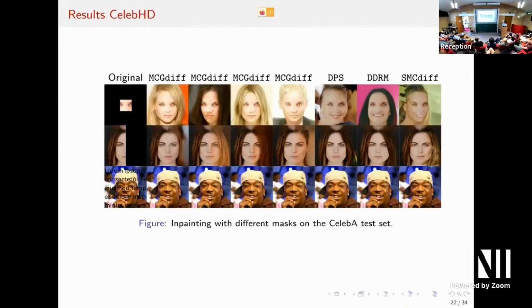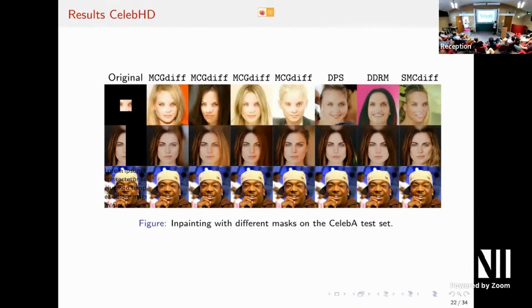Then we have tried our algorithm on a higher dimensional data set. This is CelebA-HQ with 256 by 256 pixels, I think. We are focusing on more well-posed problems, where everything works, and then on really ill-posed problems. And what we see is that in these cases we seem to have some diversity.